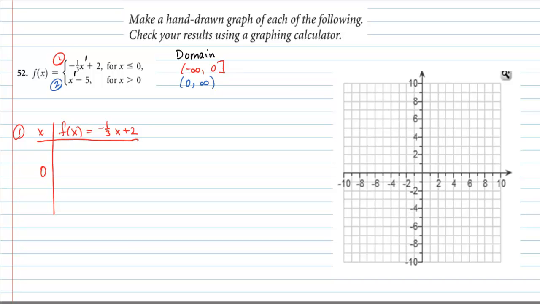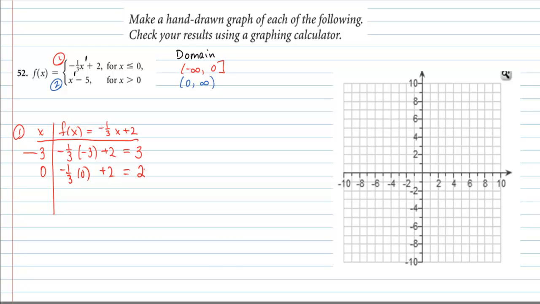So 0 is one number. And a little mathematical trick here is the fact that if you have a number in front of the variable that's a fraction, then pick a number that's a multiple of that denominator. So what is a number that is less than 0 that's a multiple of 3? Negative 3. If I plug in negative 3 into that first function, I'm going to get positive 3. And if I plugged in 0 into that function, I will get positive 2.